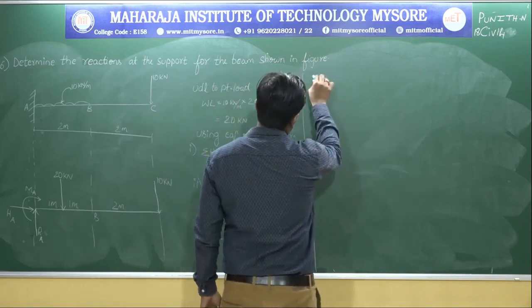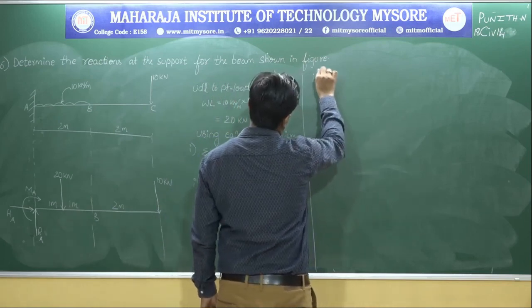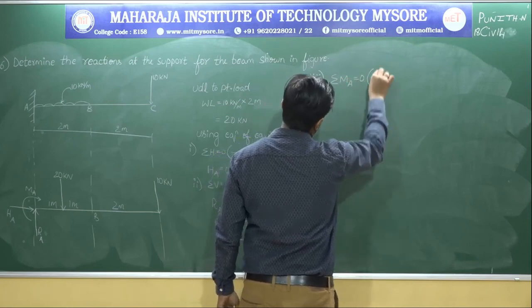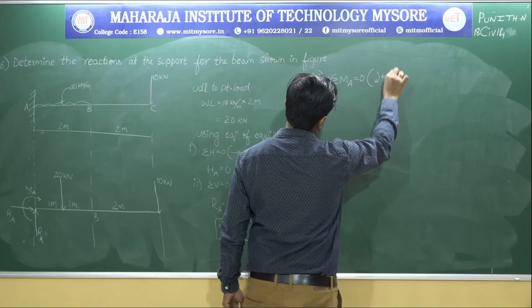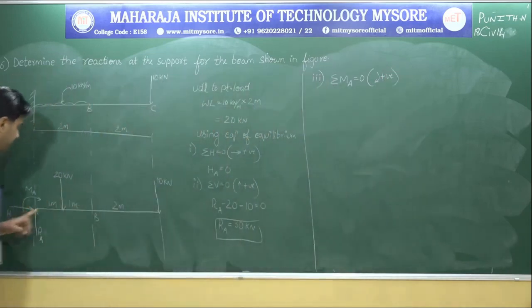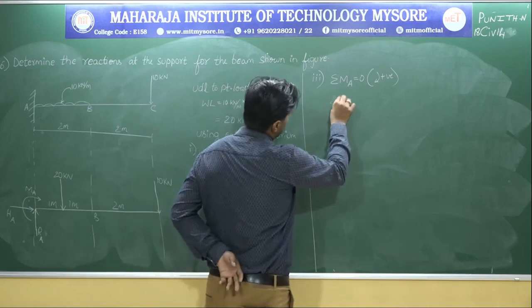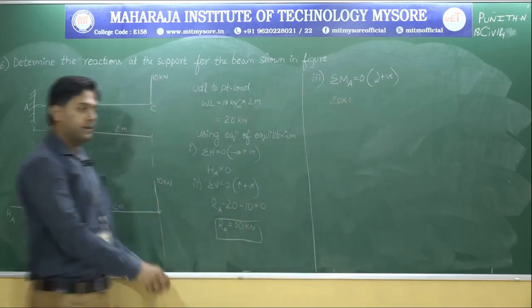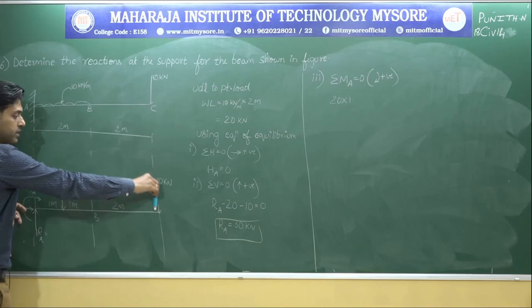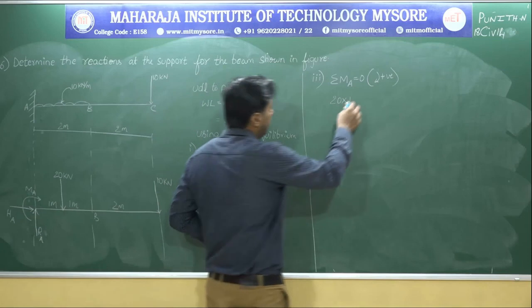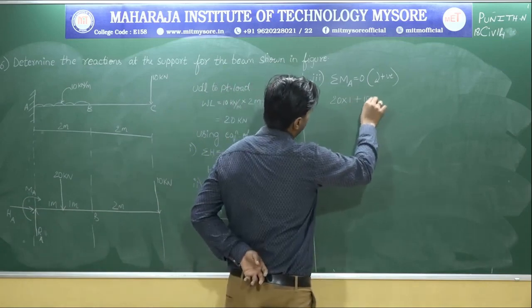Now let me take the third one. Sigma M about A is equal to 0, clockwise direction positive. So now this 20 kilonewton needs to touch it in clockwise direction. So 20 into 1, clockwise means positive. Next, there is one more point load which needs to touch it in clockwise direction. So plus 10 into 4.